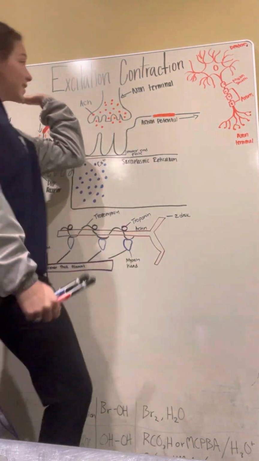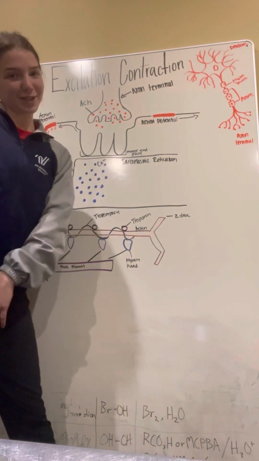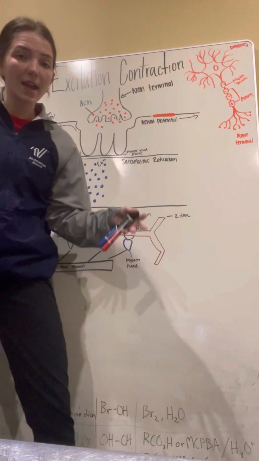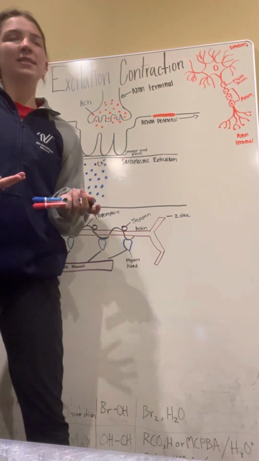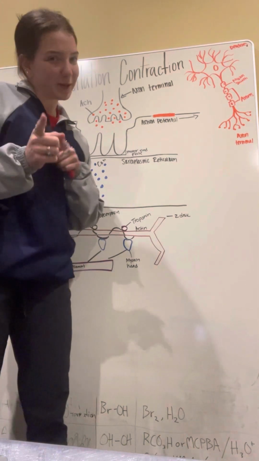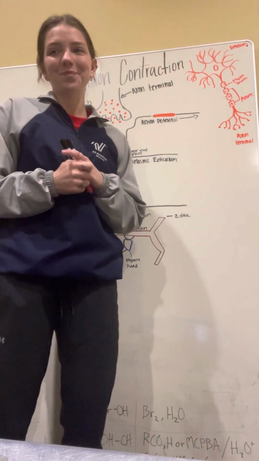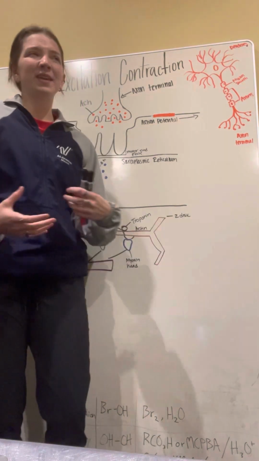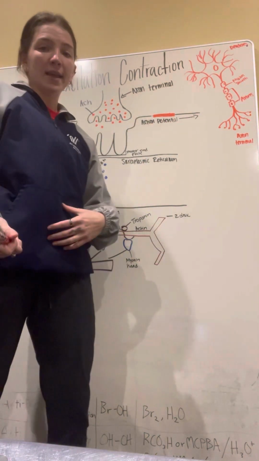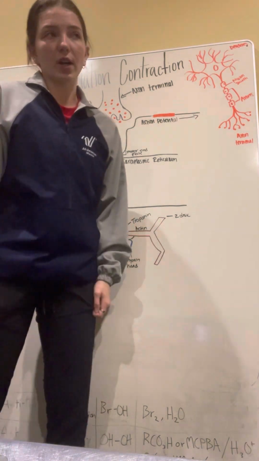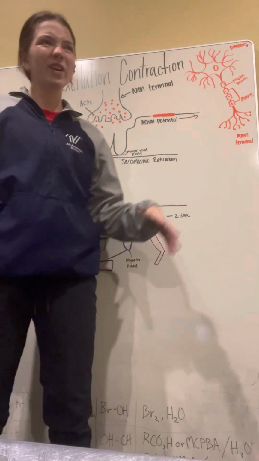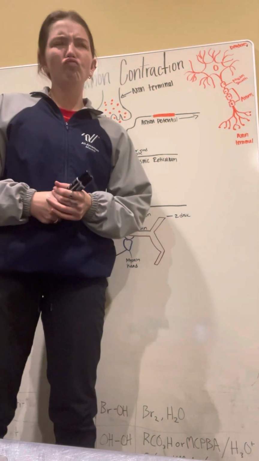Going to be talking about excitation-contraction coupling. Excitation-contraction coupling is basically a complex sequence of events that is going to trigger muscle fiber contraction. So it all begins with the excitation of a motor neuron, and it's going to end with that muscle fiber contraction. So to start this process, we begin with action potential.